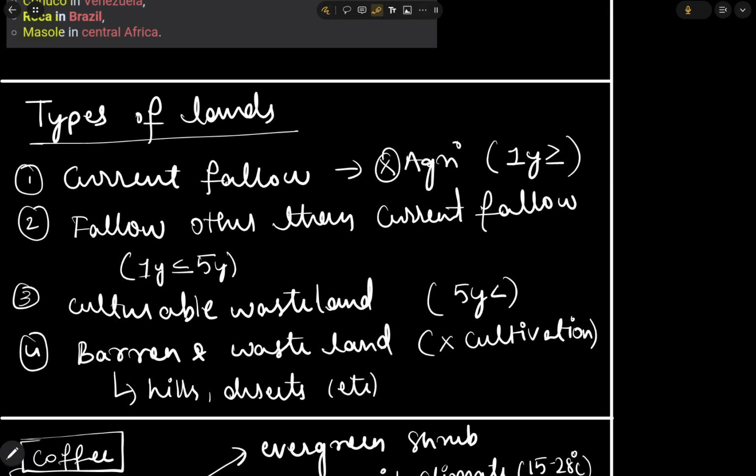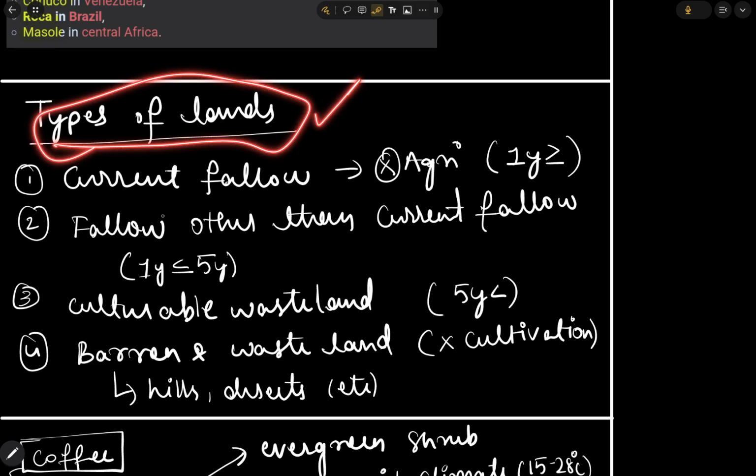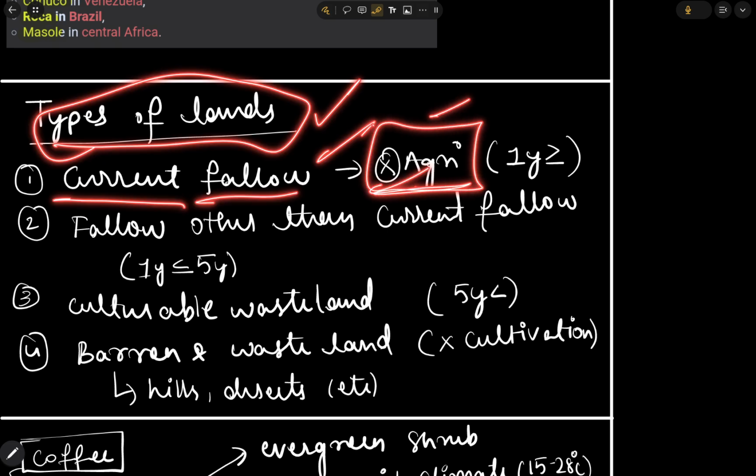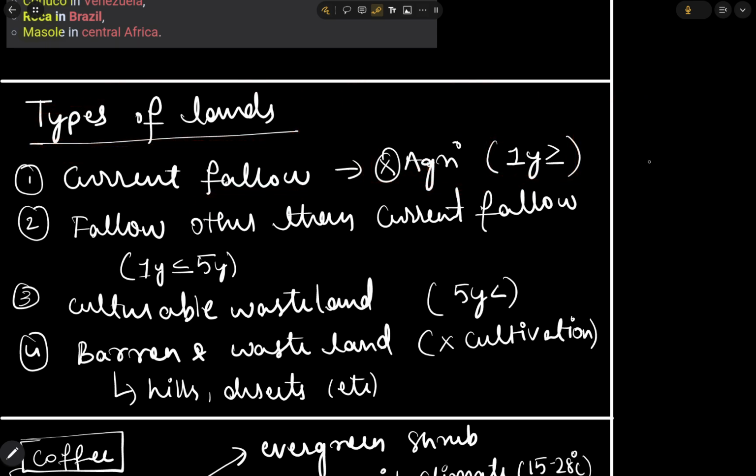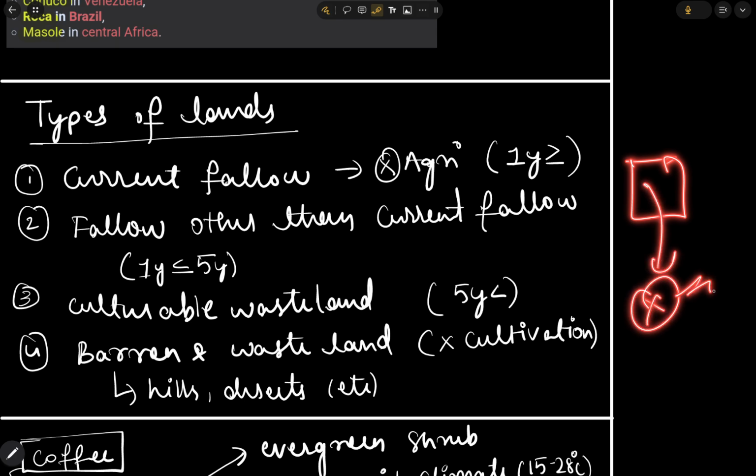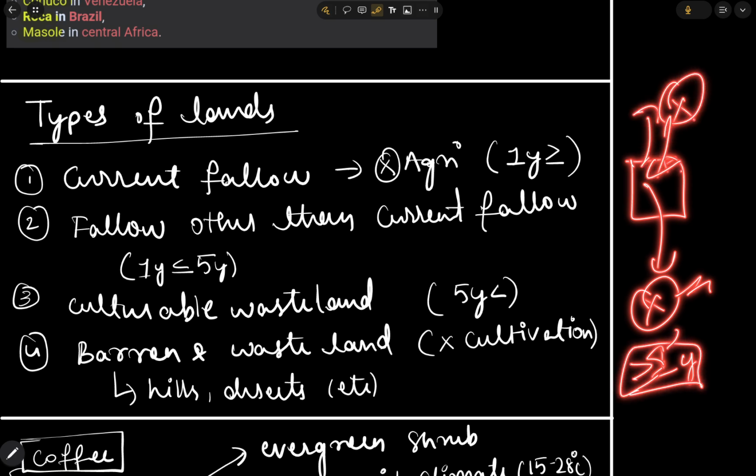And next we have the types of lands. Okay, current fallow is land where there is no agriculture for 1 year or more. So current fallow is a land where there is no agriculture for 1 year or greater than 1 year, that means there is no agricultural production here.